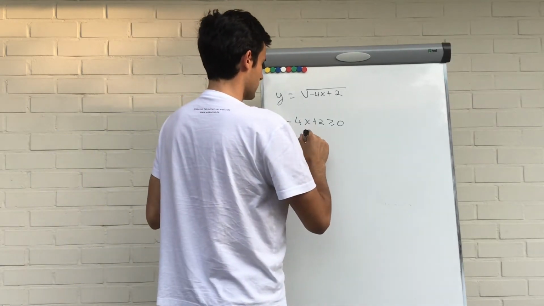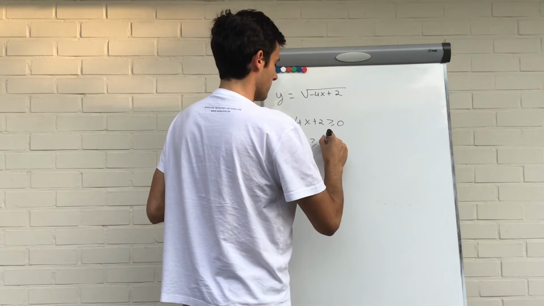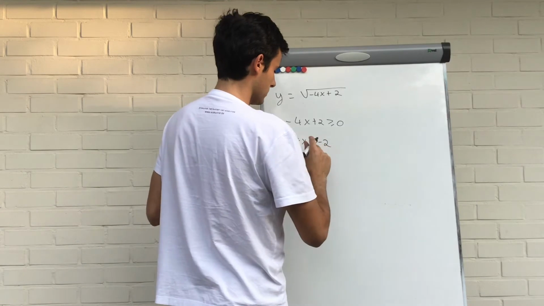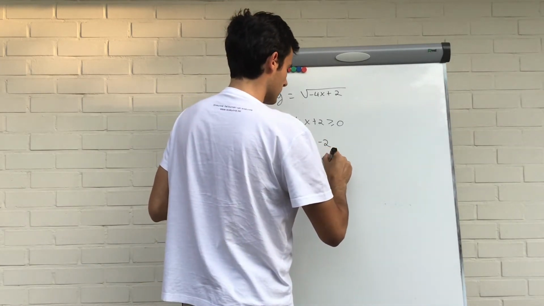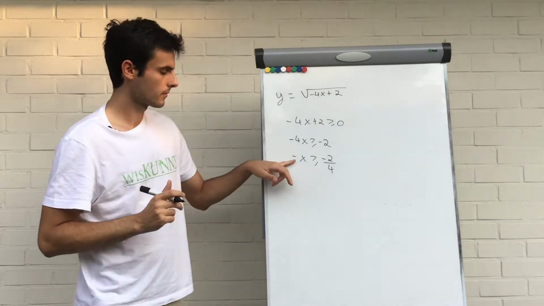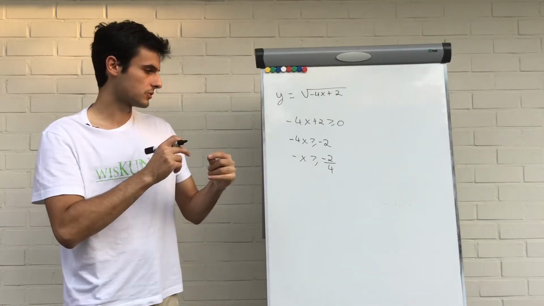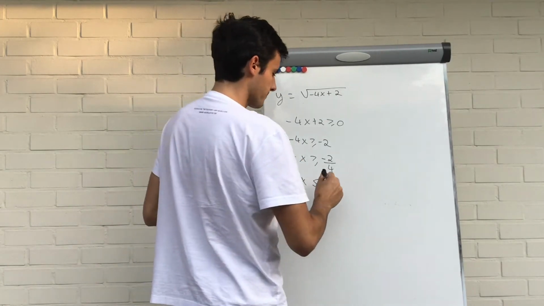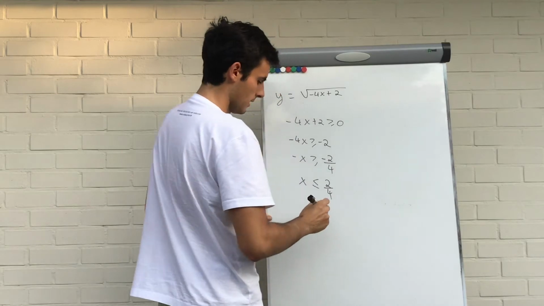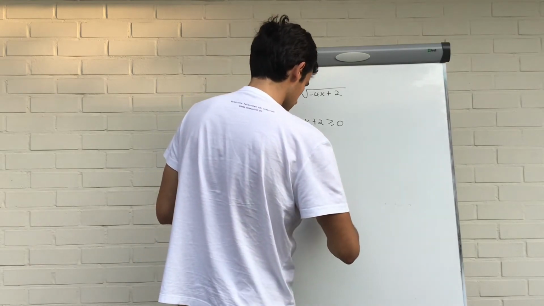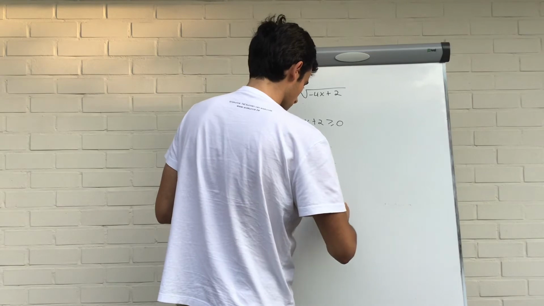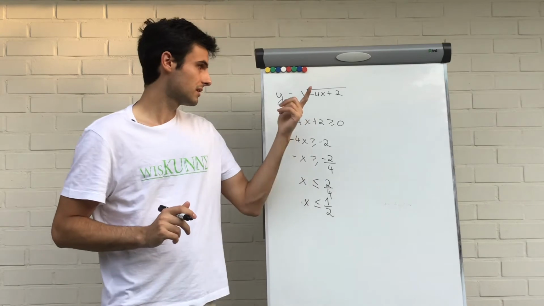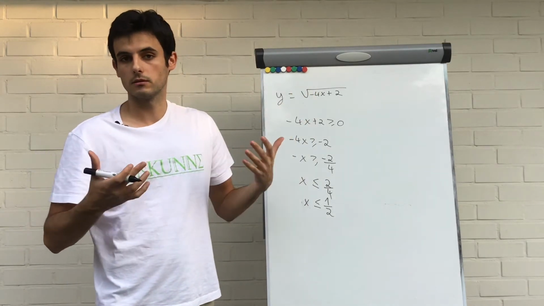So you have minus 4x is greater than or equal to minus 2, or minus x is greater than or equal to minus 2 divided by 4. Now, if we divide by minus 1, the bracket changes. So we get x is smaller than or equal to 2 divided by 4. And 2 divided by 4 is equal to 1 divided by 2. So 1 divided by 2 is included because it gives 0. And the square root of 0 is still 0.